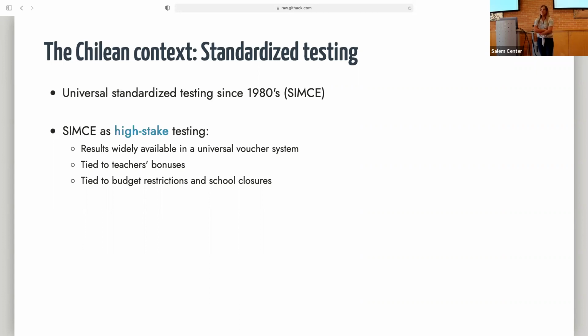And recently, since 2012, approximately, they are also tied to budget restrictions, in the sense that if your school is doing well, then you have more freedom over what to do with the money that the government gives you. If you're doing worse, there are a lot of restrictions on how you can spend your money, right? So schools have very high stakes on performing well in this sort of test.